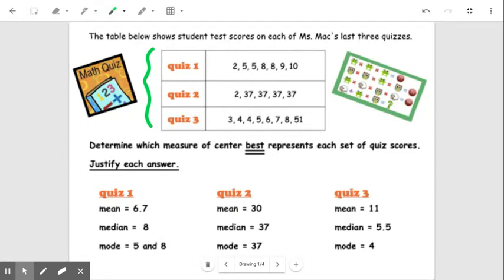So I want you to go ahead and pause it. And then after you've had a chance to look at each one of those, go ahead and start it because I am going to go through what I would choose for each one. So go ahead and pause.